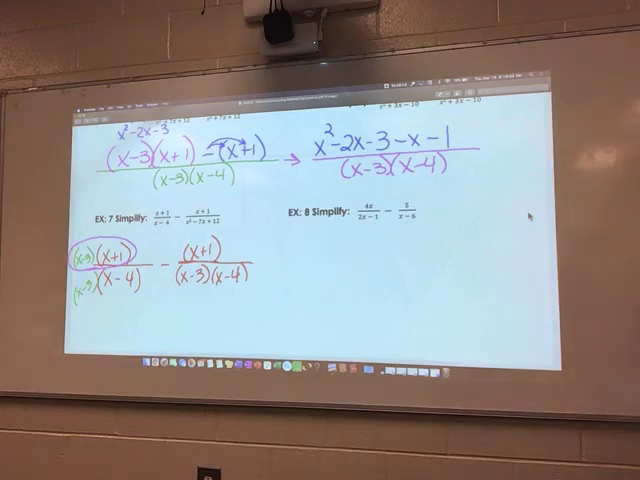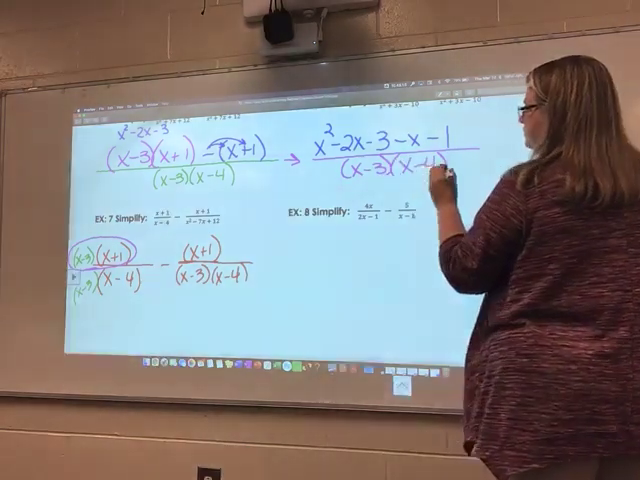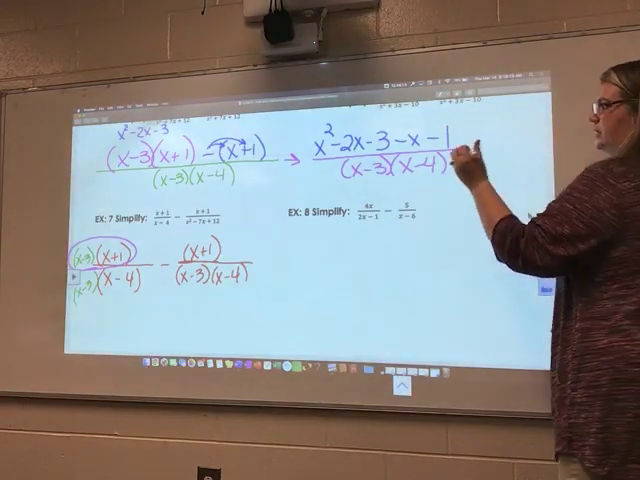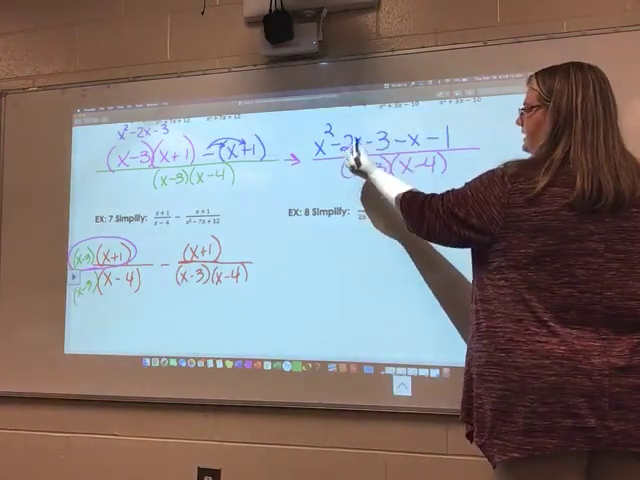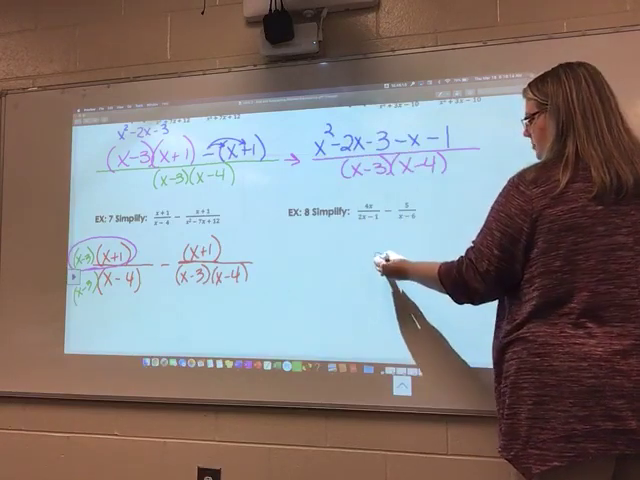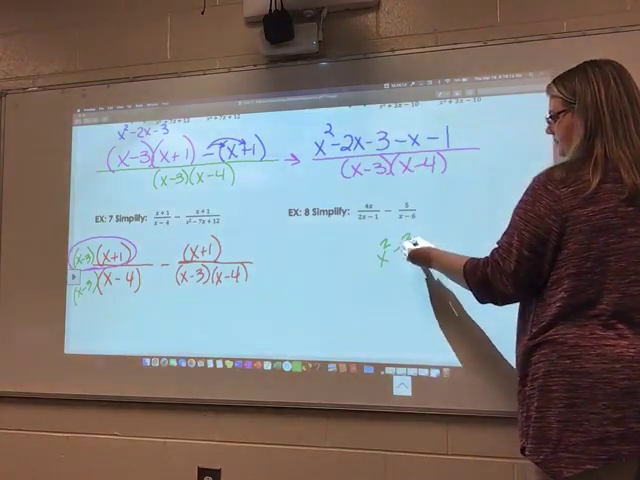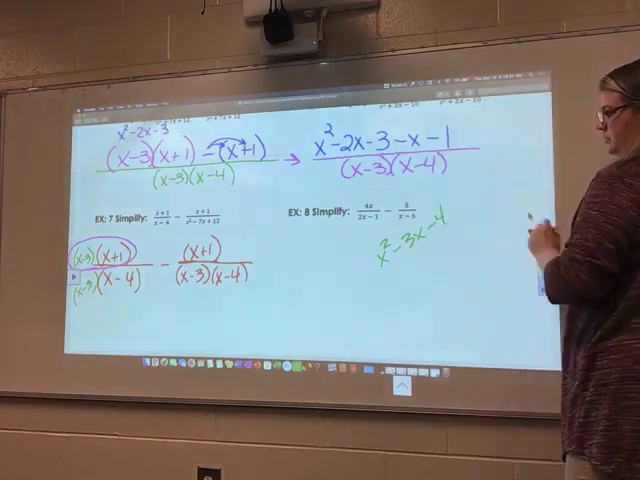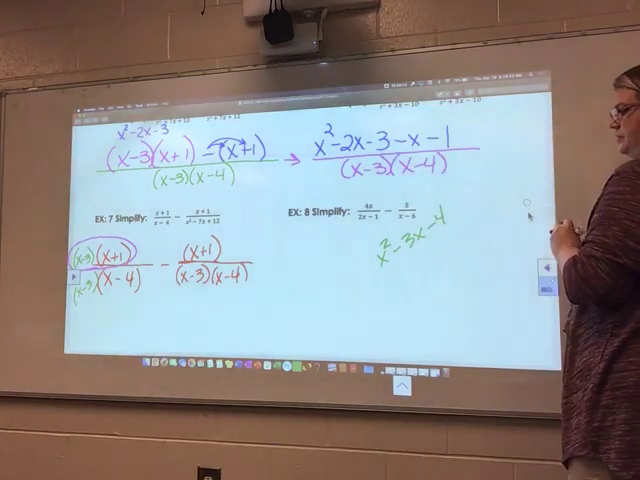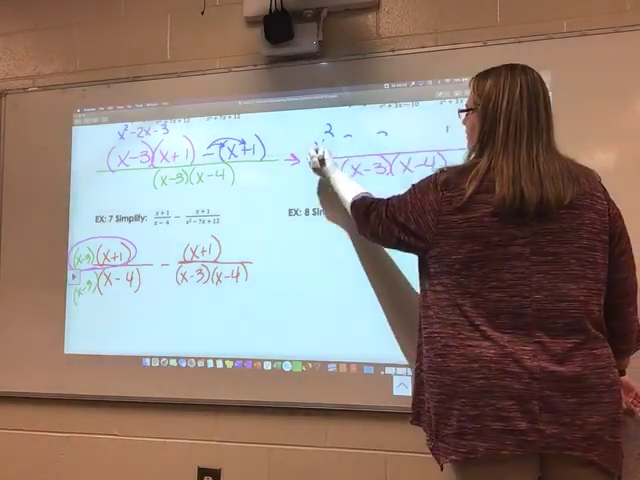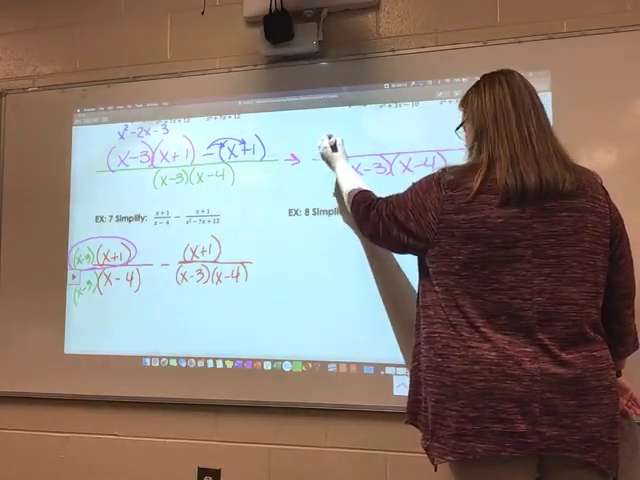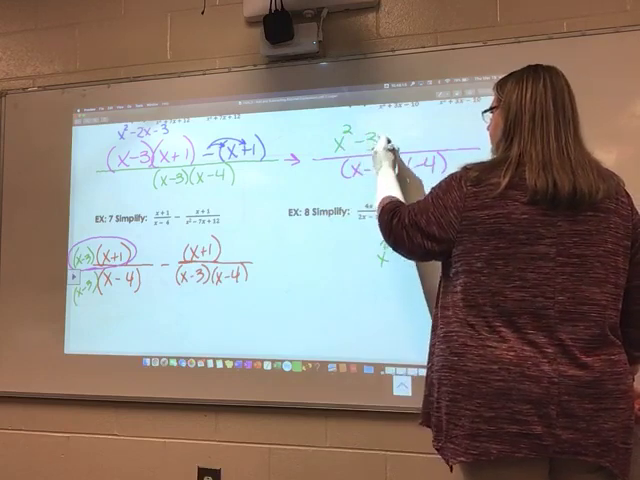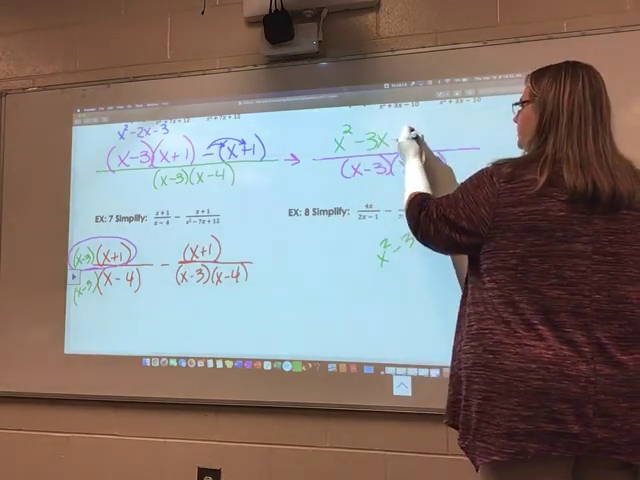Let's combine the numerator. Just for space, I'm going to erase some of this when I combine like terms. Do you see my x's? I can get a negative 3x, so I'm going to have this in my numerator. And then I have a negative 4. So I'm going to rewrite it and put the numerator: x squared minus 3x minus 4. Okay.